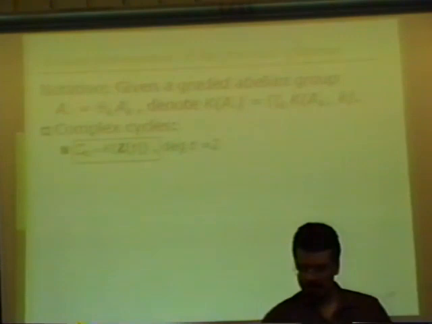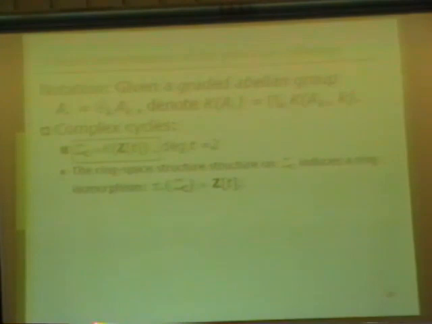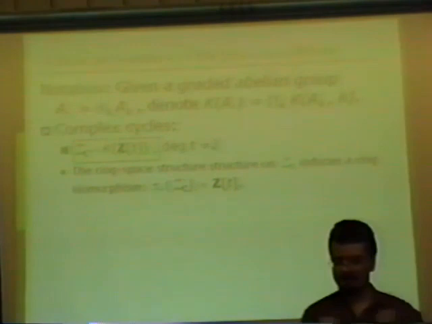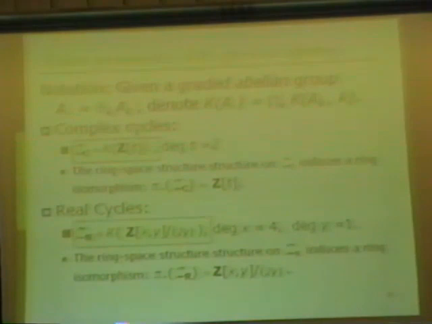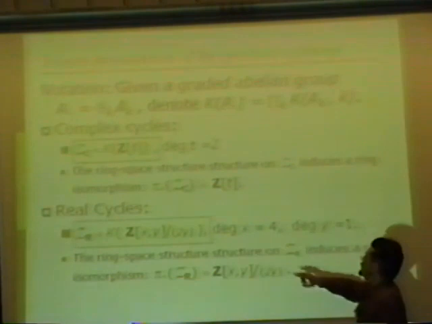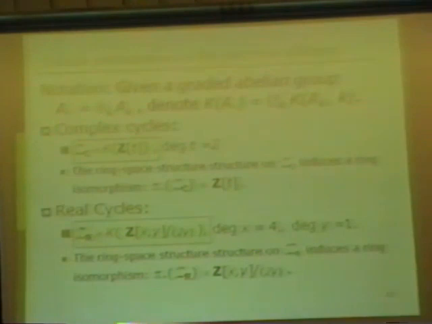And in this ring space structure that comes with the join of cycles makes the homotopy groups of this space a ring isomorphic to the ring. So that's a very concise way of understanding all the gradings and how the multiplication goes. Now here's the nice thing about the real cycles. Look at this ring now, Z[x,y] mod an ideal, where the variable x has degree 4 and y has degree 1. So that becomes a graded ring as well, by a homogeneous ideal.